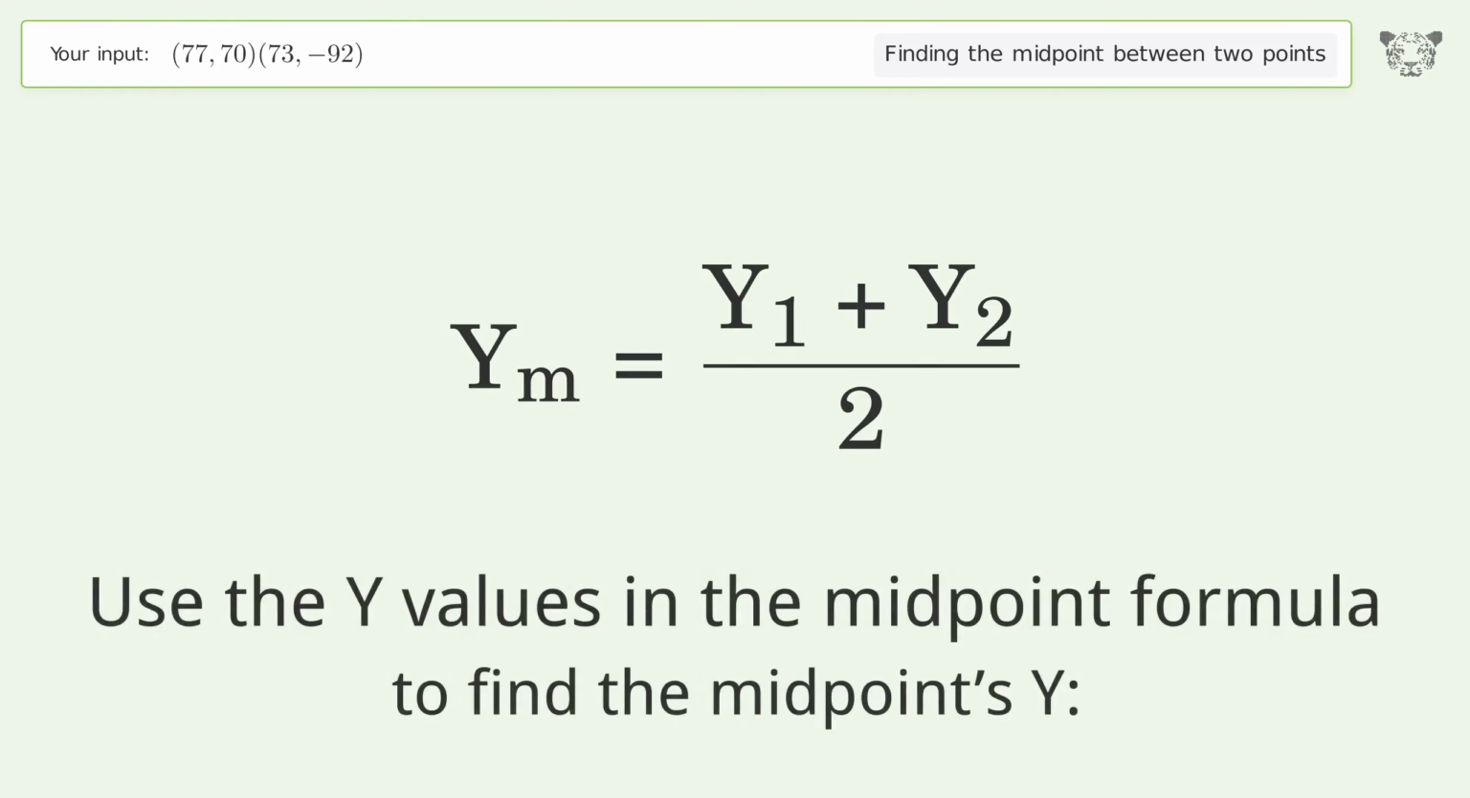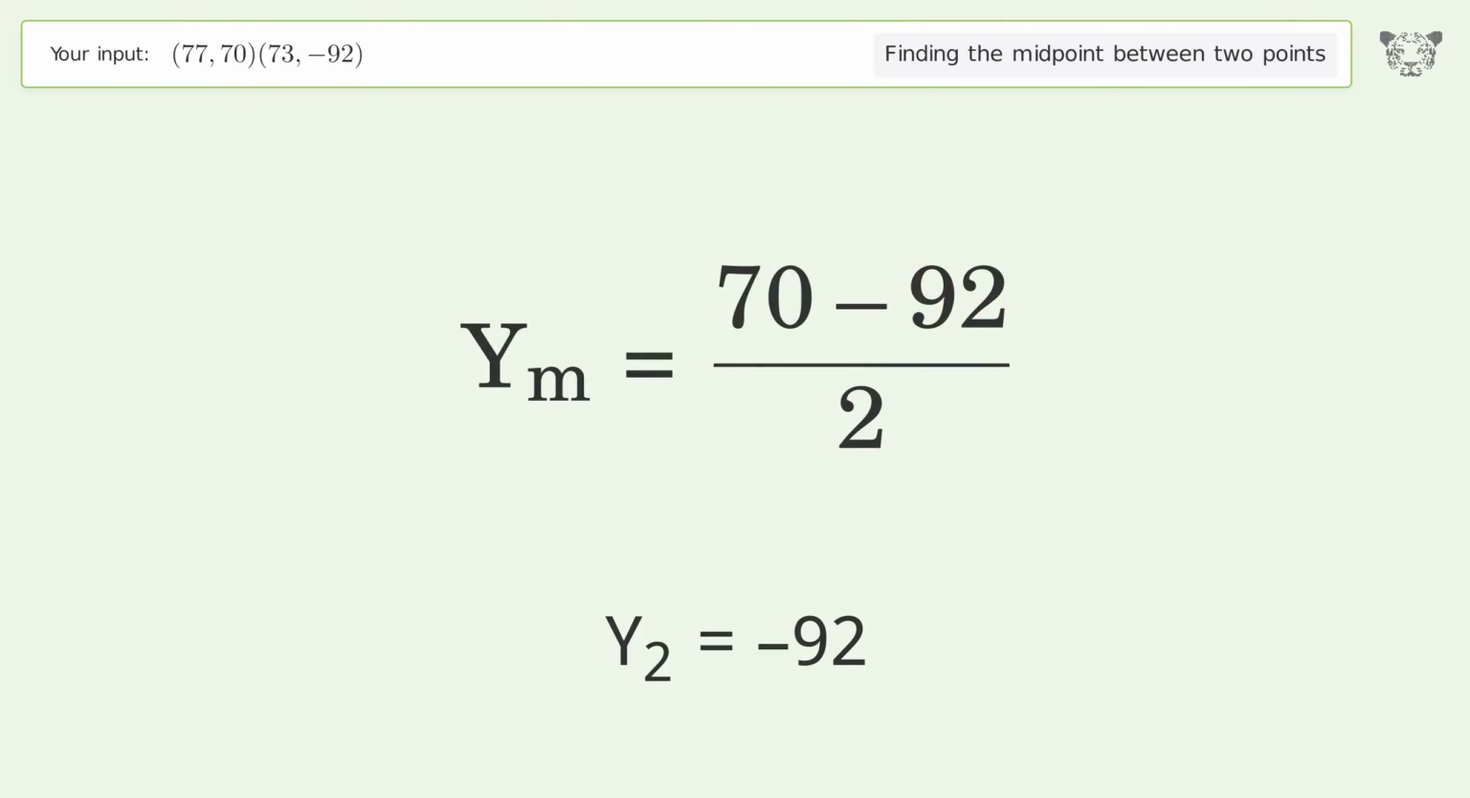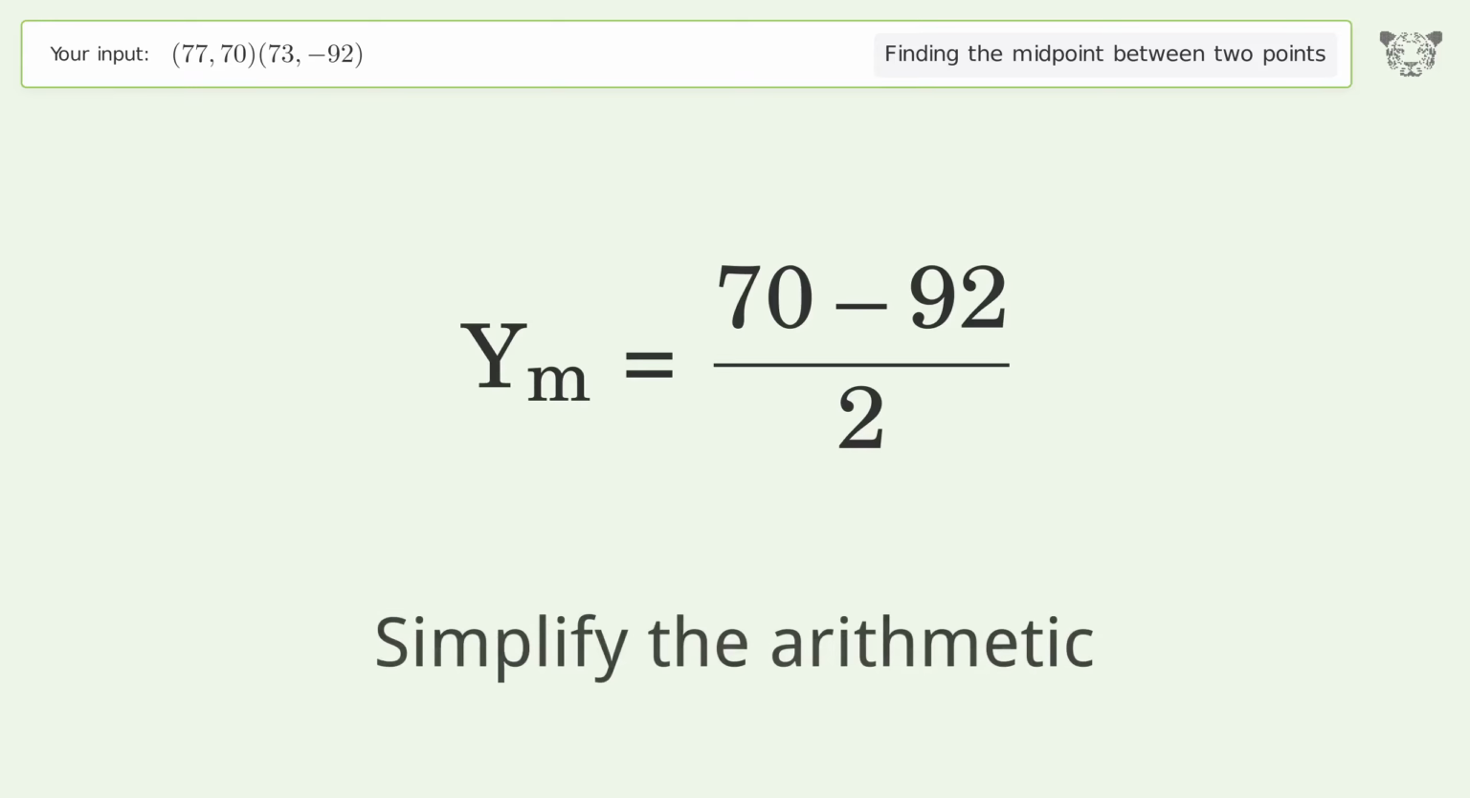Use the y values in the midpoint formula to find the midpoints y. y1 equals 70. y2 equals -92. Simplify the arithmetic.